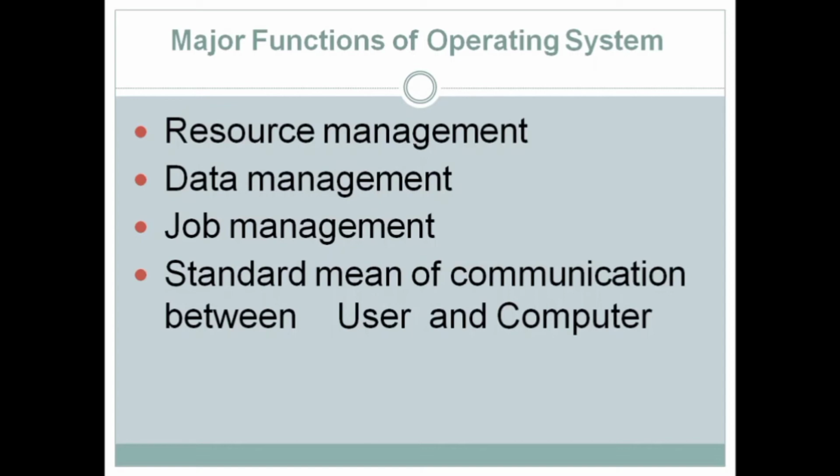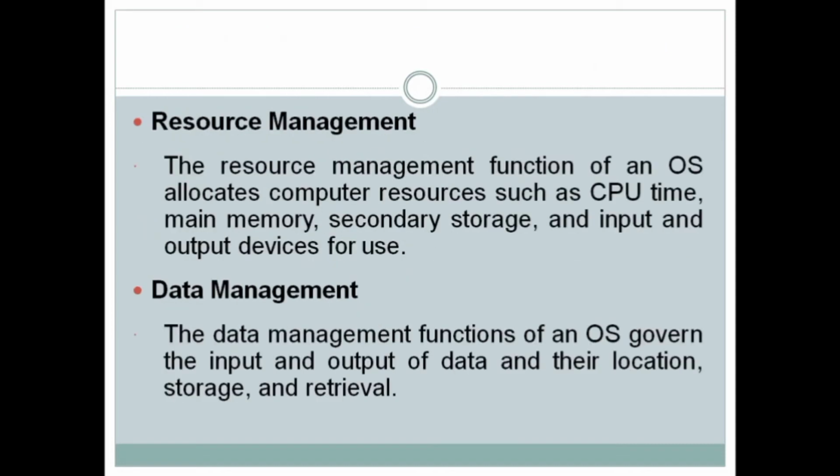Number second, data management, job management, and standard means of communication between the user and the computer. Others, like file management and disk management, are also part of the major functions of an operating system. So here, we will discuss some basic terms, like resource management. The resource management function of an operating system allocates computer resources such as CPU time, main memory, secondary memory, and input and output devices for use.